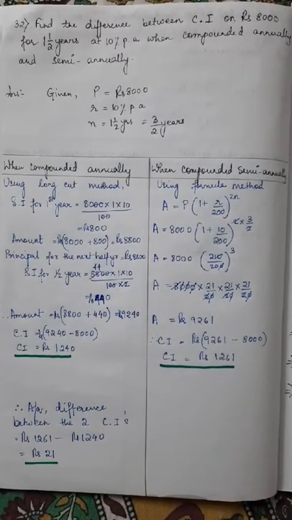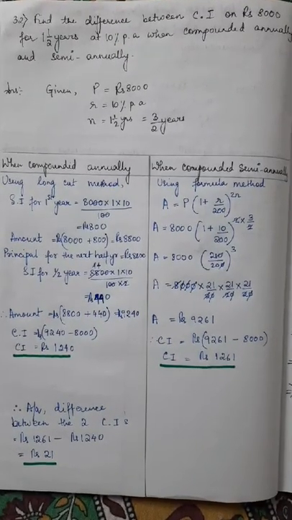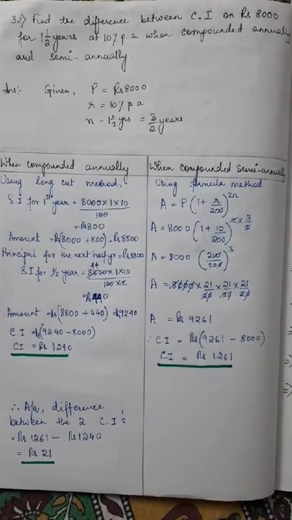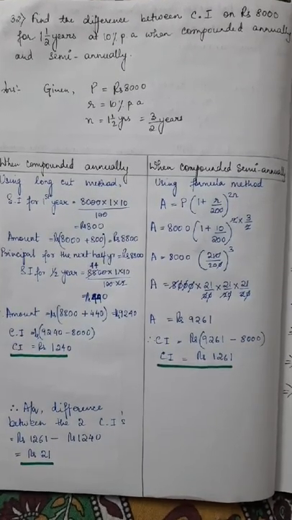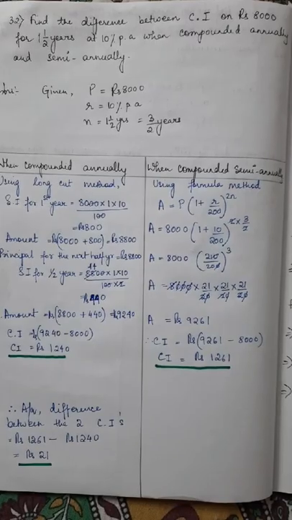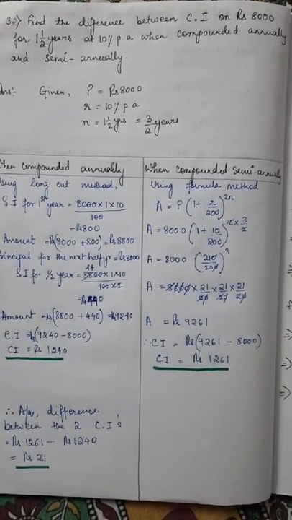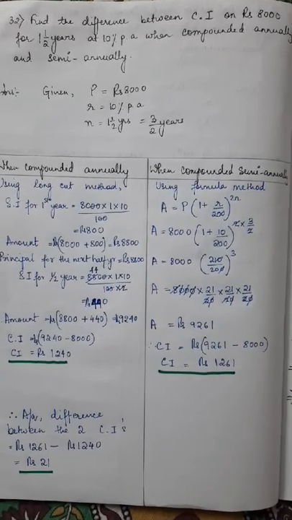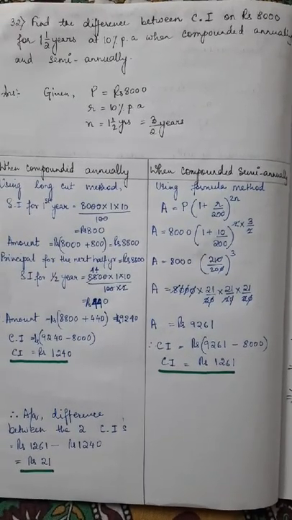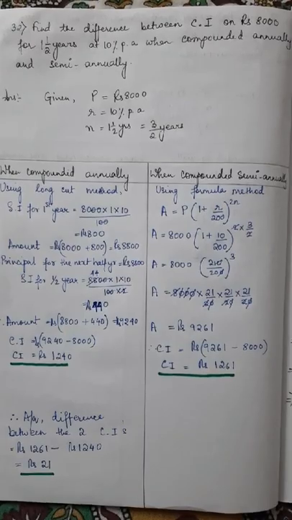Moving on to question number 32 from ML Aggarwal, exercise 2.2. Find the difference between compound interest on rupees 8,000 for 1.5 years at 10% per annum when compounded annually and semi-annually. So given in the question is principal as 8,000, time 1.5 years, rate as 10% per annum.